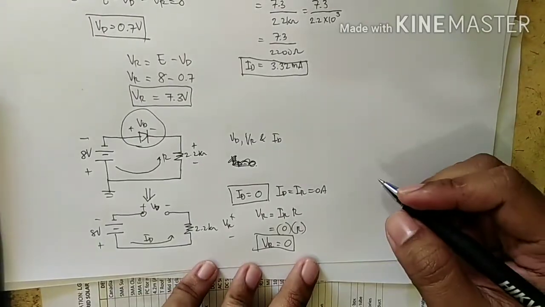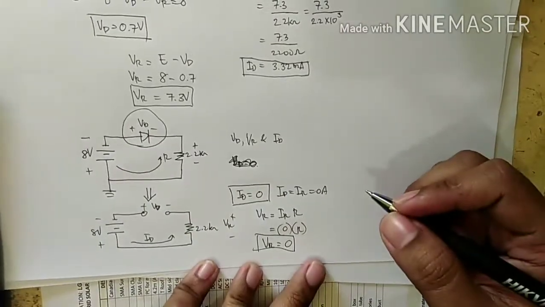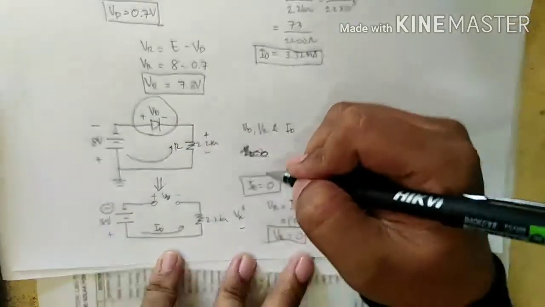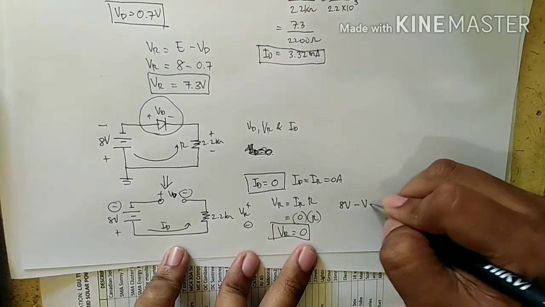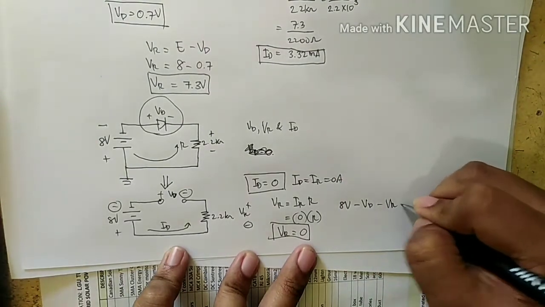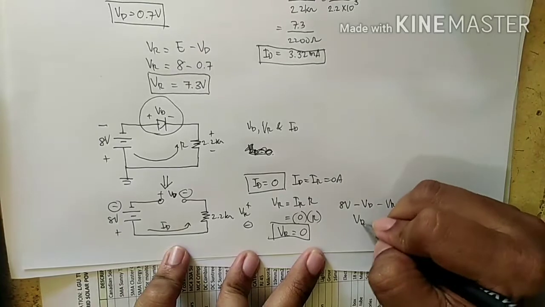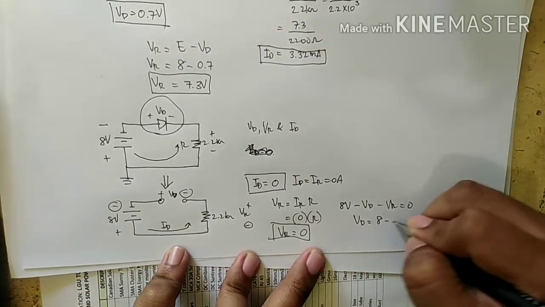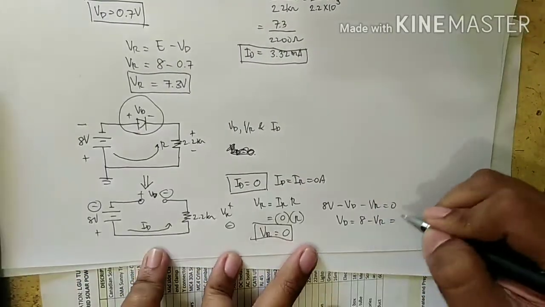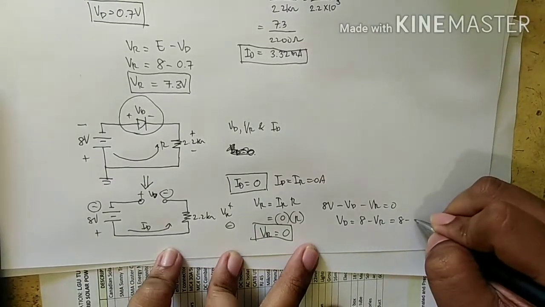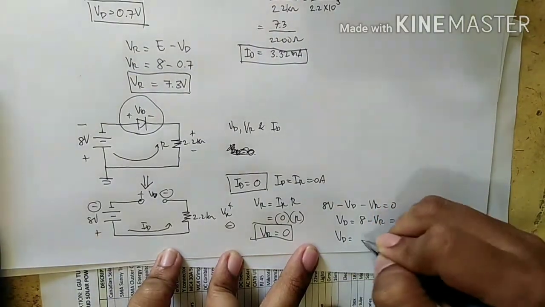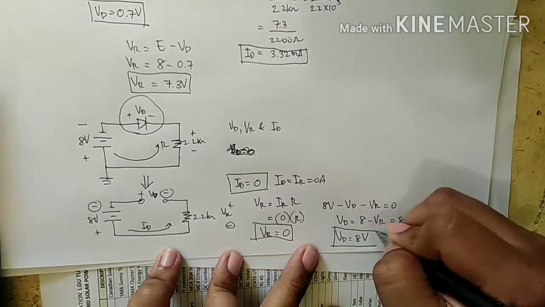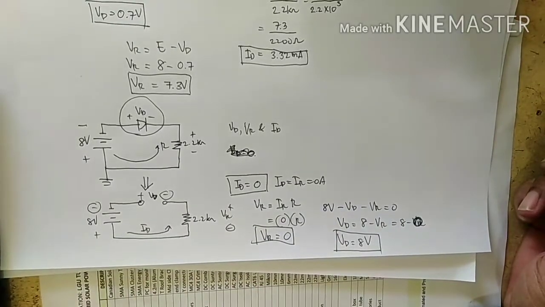So, if VR is 0, what is VD? Using Kirchhoff's voltage law: 8 minus VD minus VR equal to 0. So, VD is equal to 8 minus VR. VR is equal to 0, so VD is equal to 8 volts.